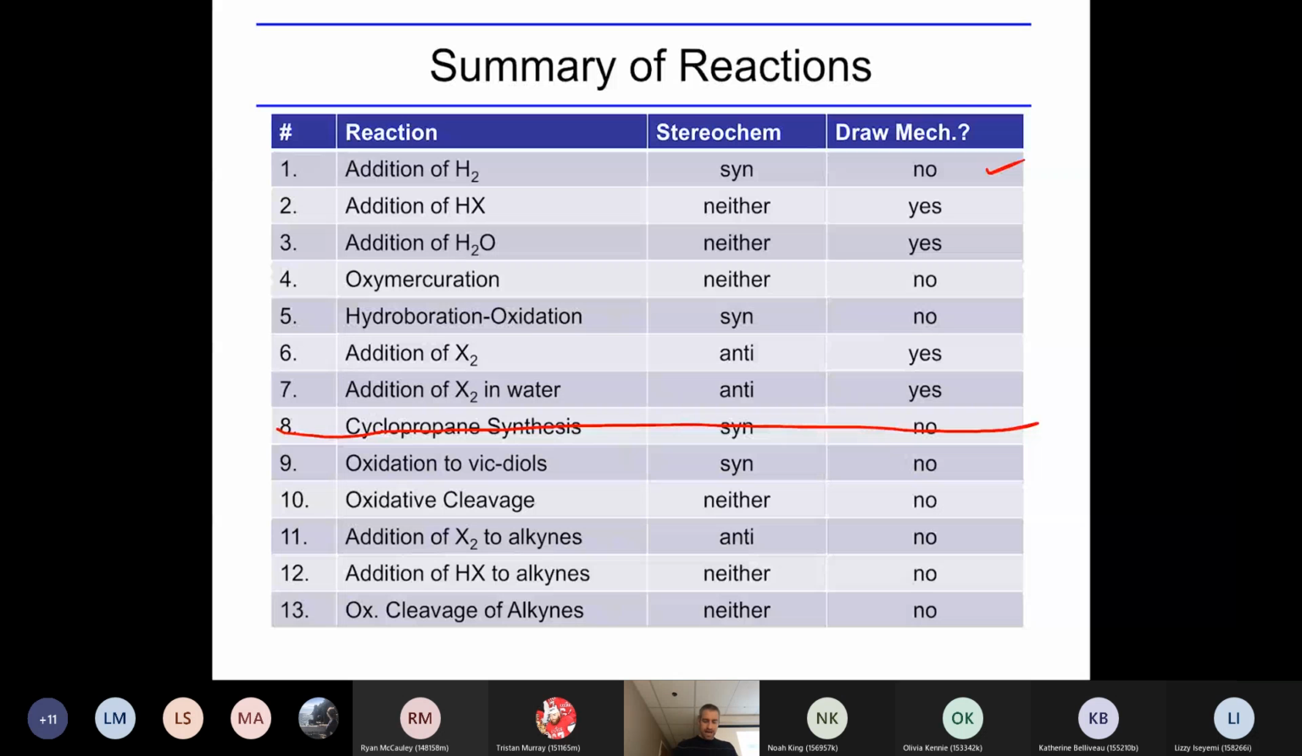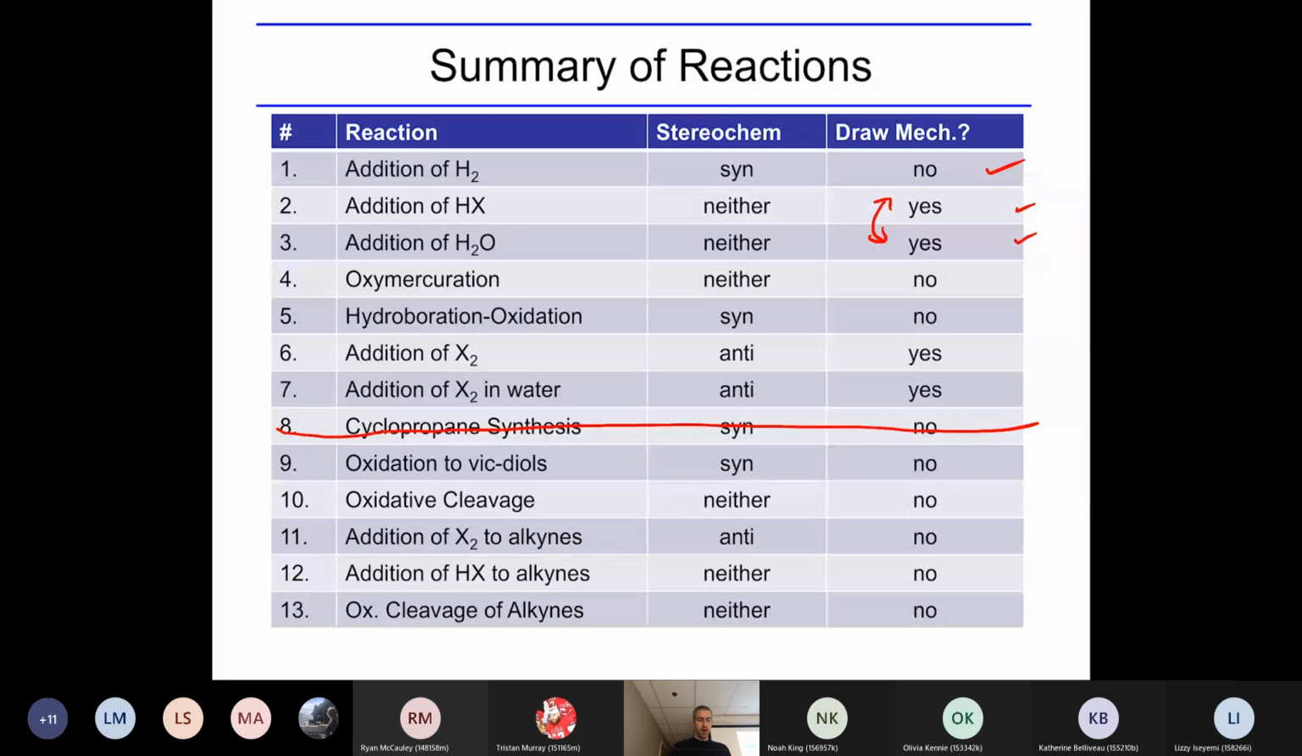We did addition of HX, like HBr, HCl. That is not syn and it's not anti. It gives you a mix. And yes, you have to draw the mechanism for that. And addition of water, which was 50% water, 50% sulfuric acid. These two are the same mechanisms, both AdE2. Protonate first, make a carbocation, nucleophile comes in.